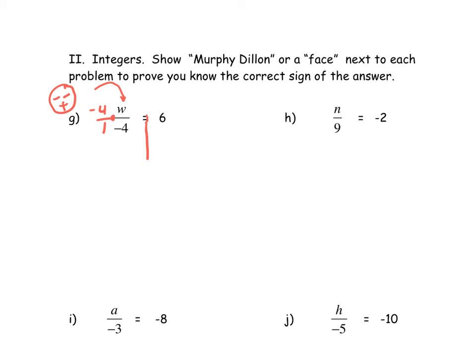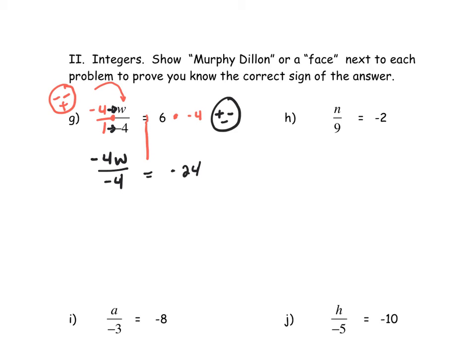So I need this W to be positive. If I multiply by negative 4 on the left side, then I need to multiply by negative 4 on the right side. So when we go straight across, negative 4 times W is negative 4W, and 1 times negative 4 is negative 4. On the other side, and this is where you need to show your face, a positive 6 and a negative 4 is a negative. So I have negative 24.